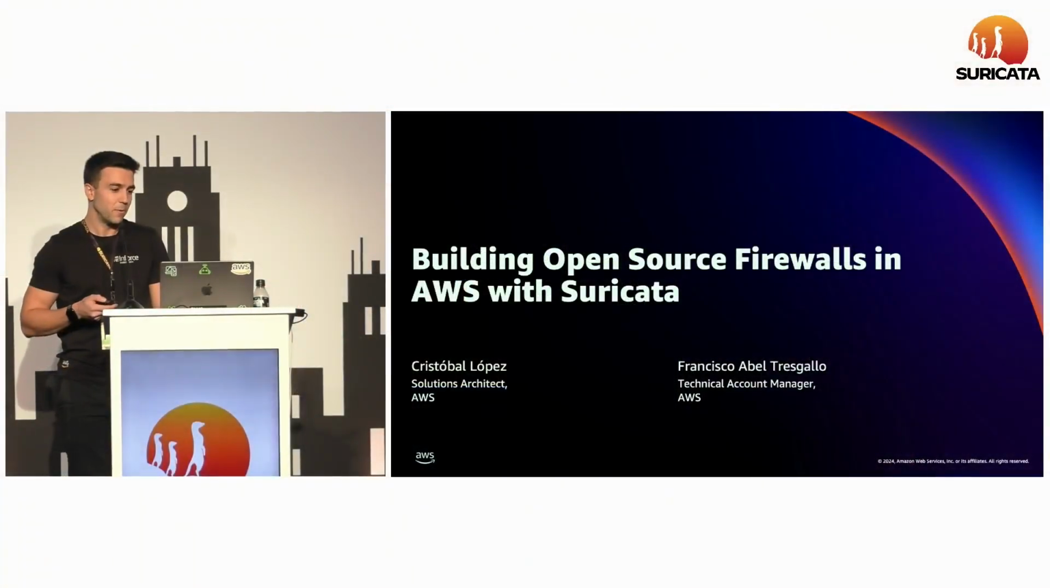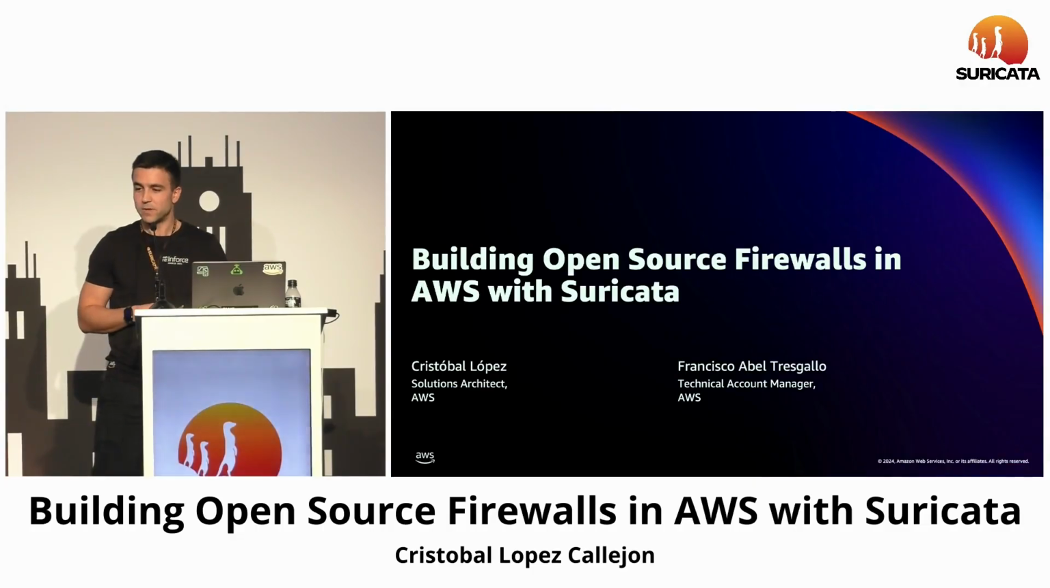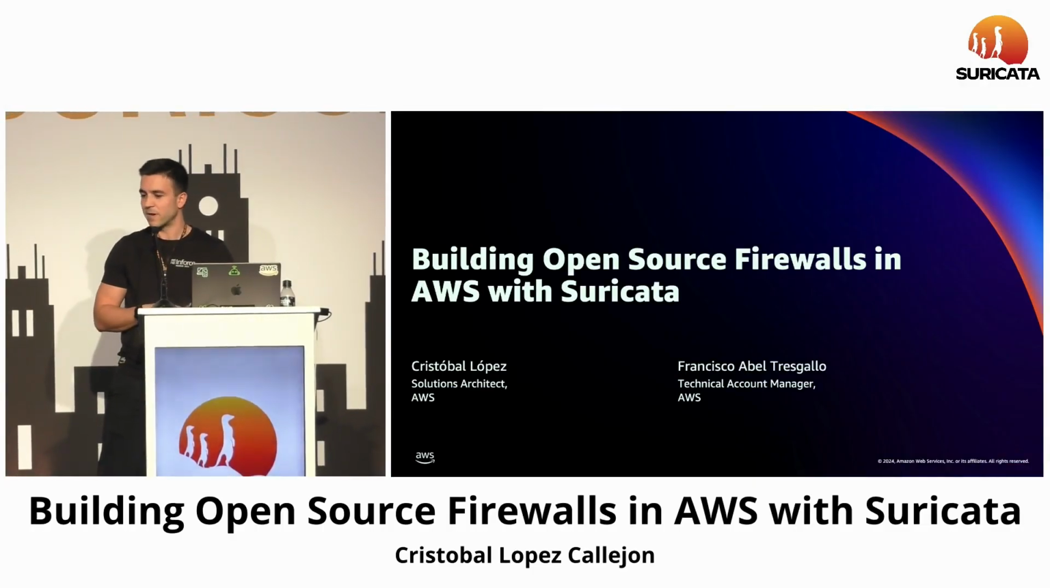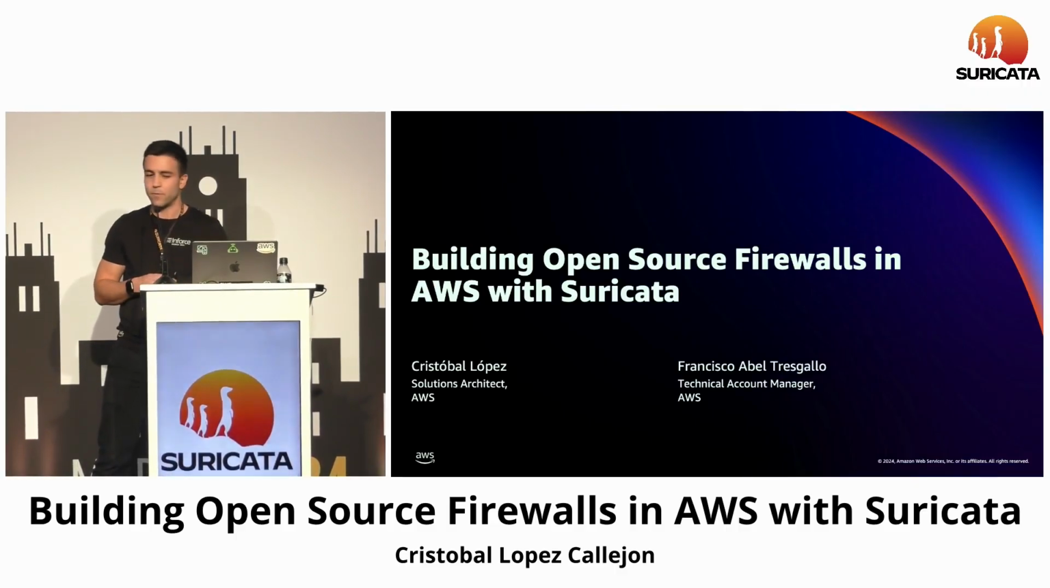So our talk today is going to be around building open source firewalls in AWS. In this case, with Suricata, there are many options that we see our customers implementing on AWS for protection, for networking inspection, security. But due to SuriCon's conference, we're going to be talking about the Suricata solution, of course.